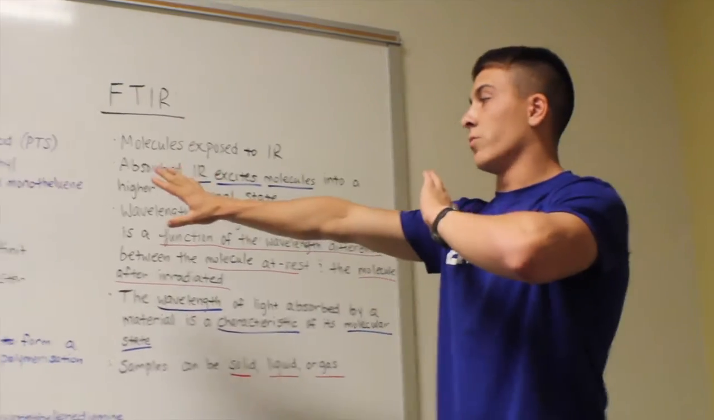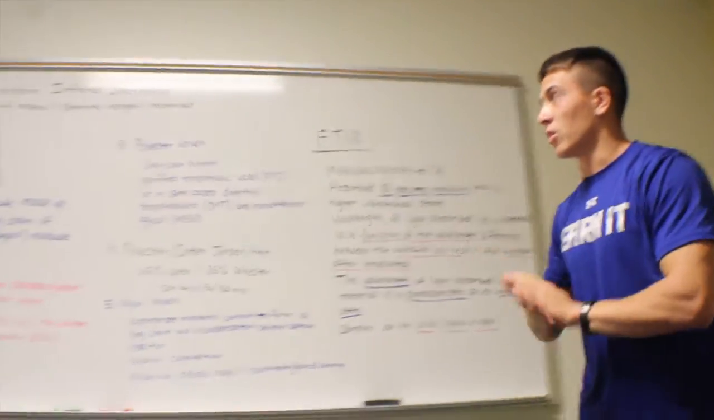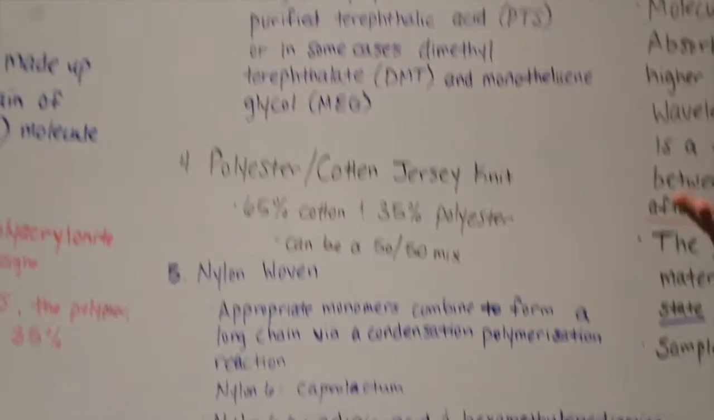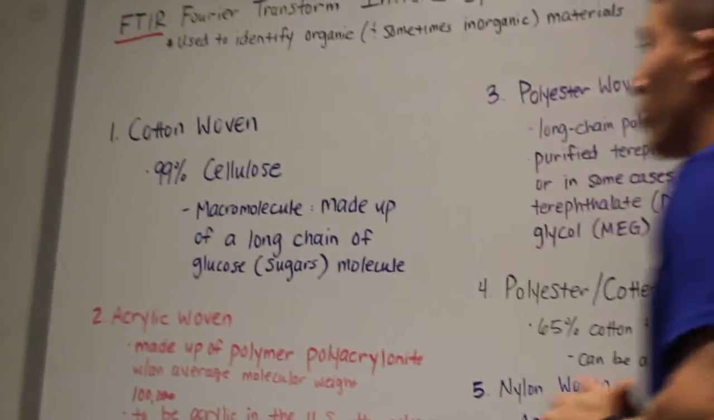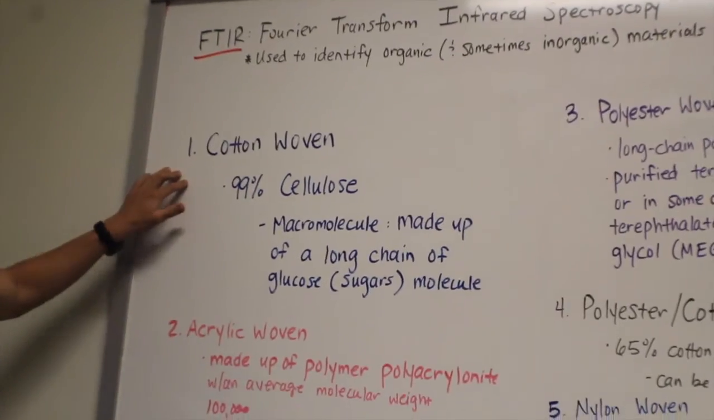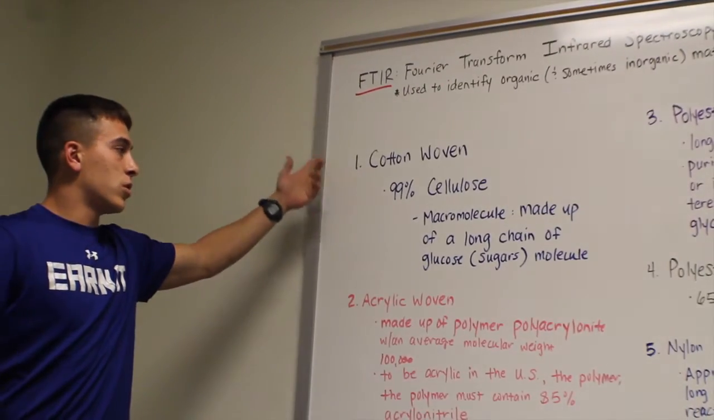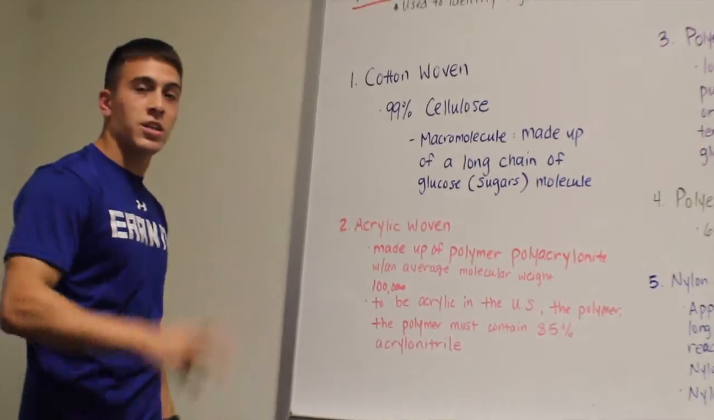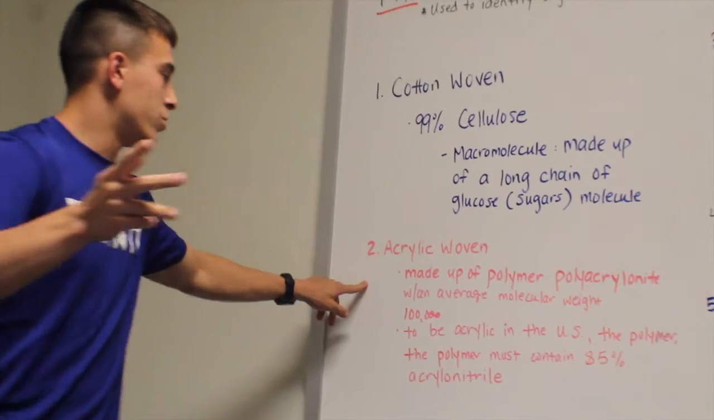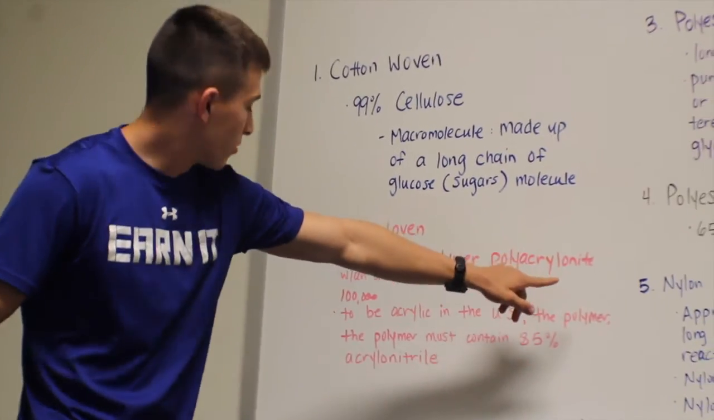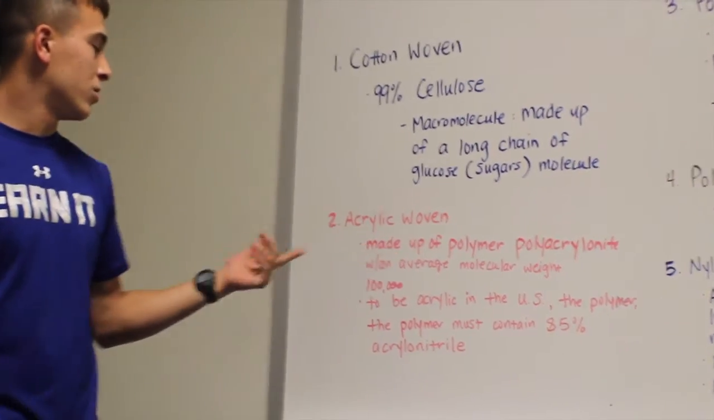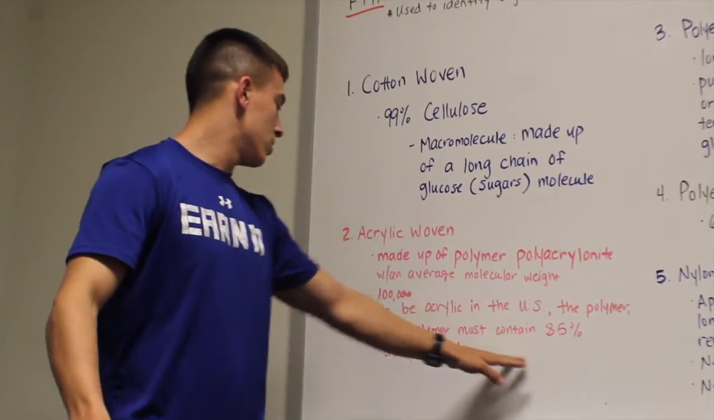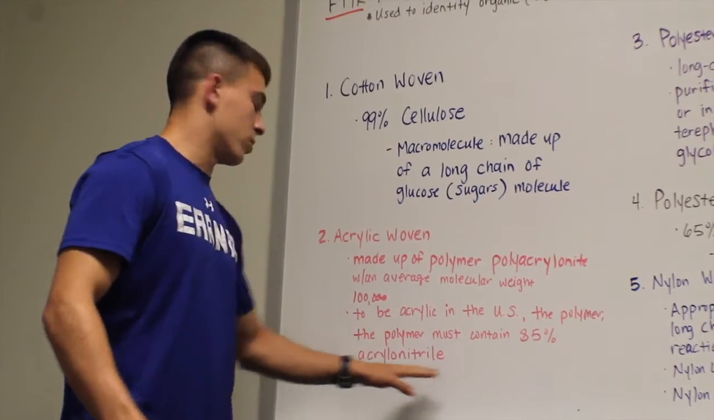Our 4 or 5 samples were all solids: cotton woven, acrylic woven, polyester woven, polyester cotton jersey knit, and nylon woven. Cotton woven was our first sample. It is 99% cellulose, which is a macromolecule made up of long chain glucose sugar molecules. Our second test was acrylic woven, made of the polymer polyacrylonitrile with an average molecular weight of 100,000. Interestingly, to be acrylic in the US, the polymer has to be 85% acrylonitrile.